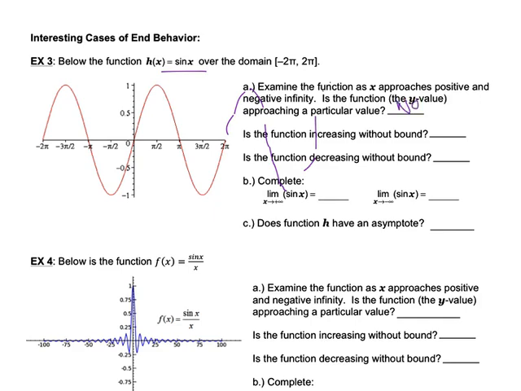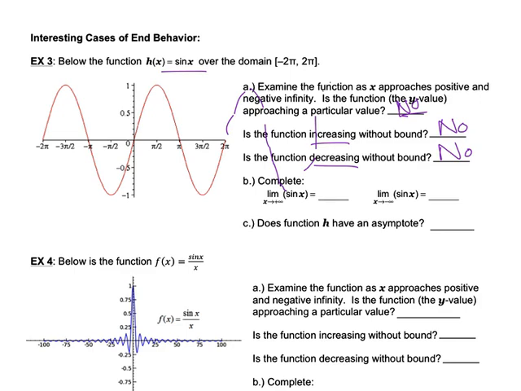If it's not approaching a specific value, you might think it's increasing or decreasing without bound, like we saw in the last example, but it's not increasing or decreasing without bound either. It's going back and forth, up and down, between negative 1 and 1. So it's not approaching a specific value. It's not increasing without bound. It's bound by 1. It's not decreasing without bound. It's also bound by negative 1. So the question is, how do we describe that end behavior?